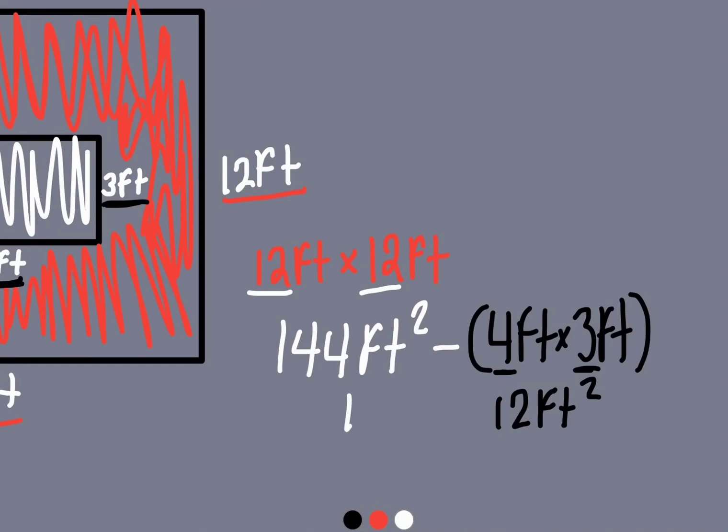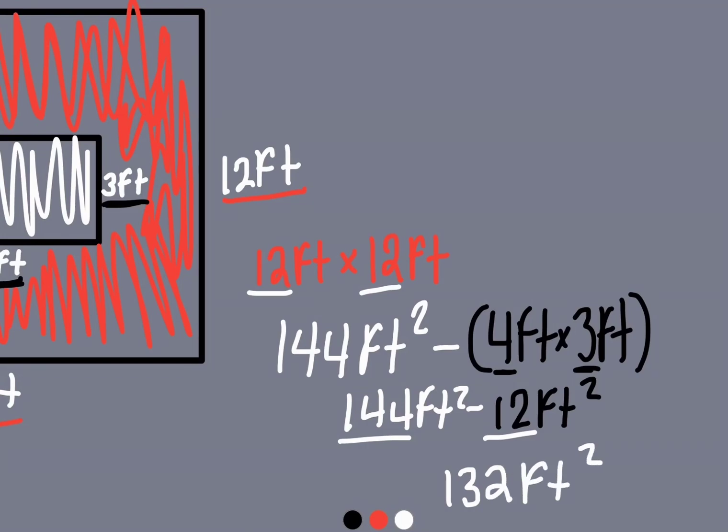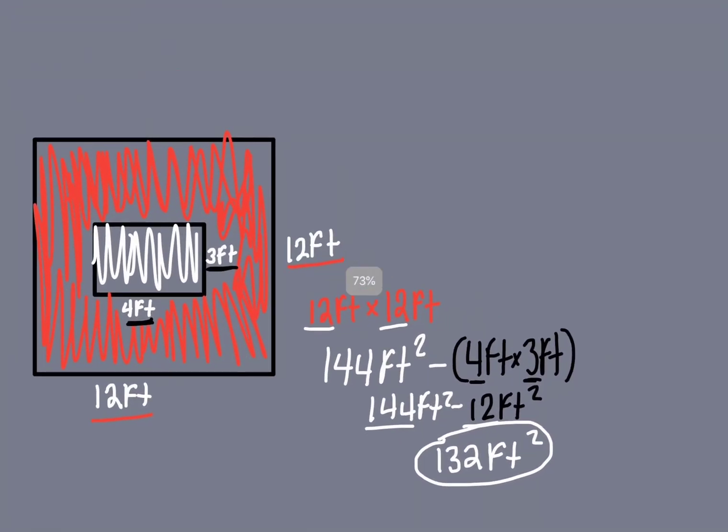And now I have a subtraction problem set up. I have the whole figure, which is 144 feet squared. I'm taking away that light white gray shaded amount. So I do 144 minus 12, and I get the answer of 132 feet squared. So that's my final answer. That's how you figure it out. You take the whole area and you subtract the amount that you don't want.